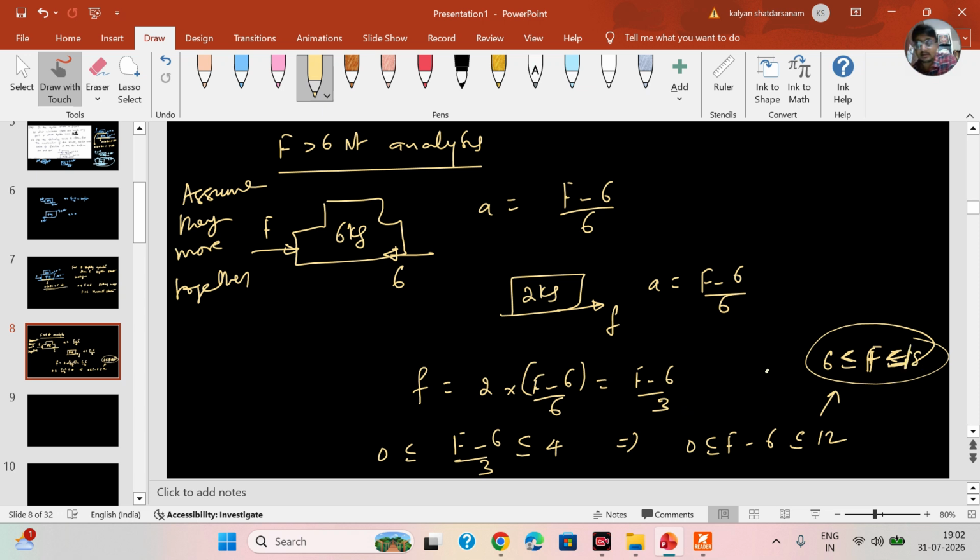Beyond 18, what will happen? The lower block will move separate, upper will move separate. It's like if you apply a huge force, the table moves faster and the utensil on the table moves separately. It's like that. So my analysis is now complete.